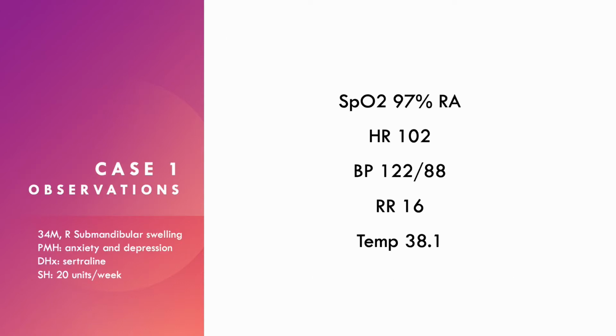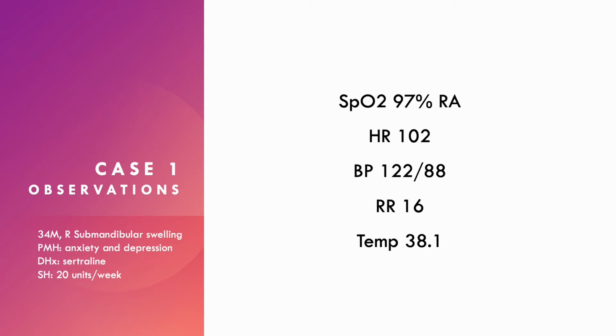So this patient's in A&E and you get given some observations. The patient's oxygen saturation is 97% on room air. They have a heart rate of 102, a blood pressure of 122/88, and a respiratory rate of 16. Their temperature is 38.1. So you want to know what normal is and look at whether these are abnormal.